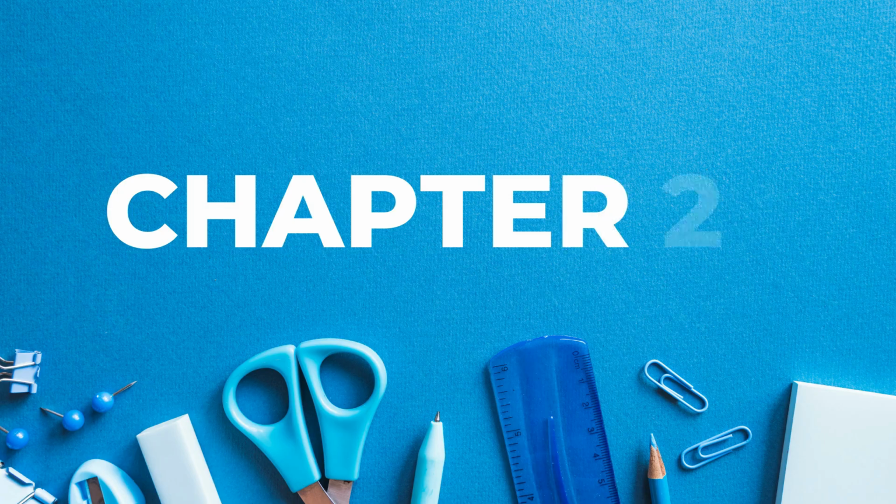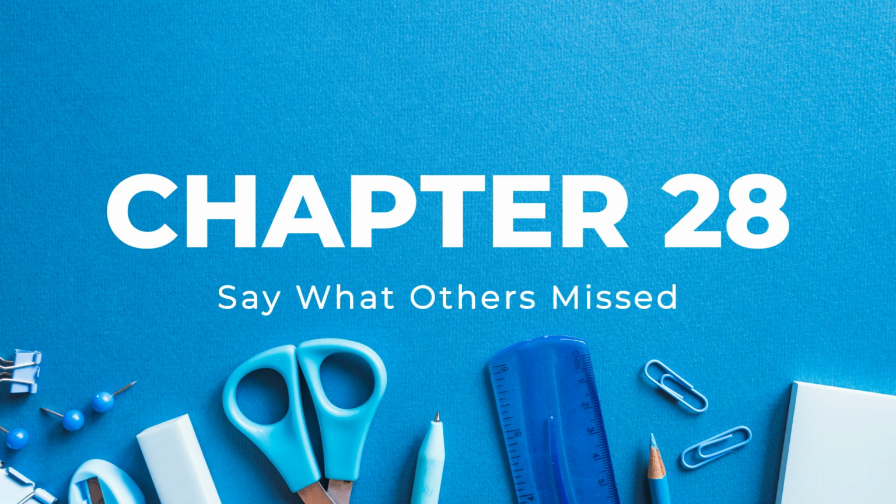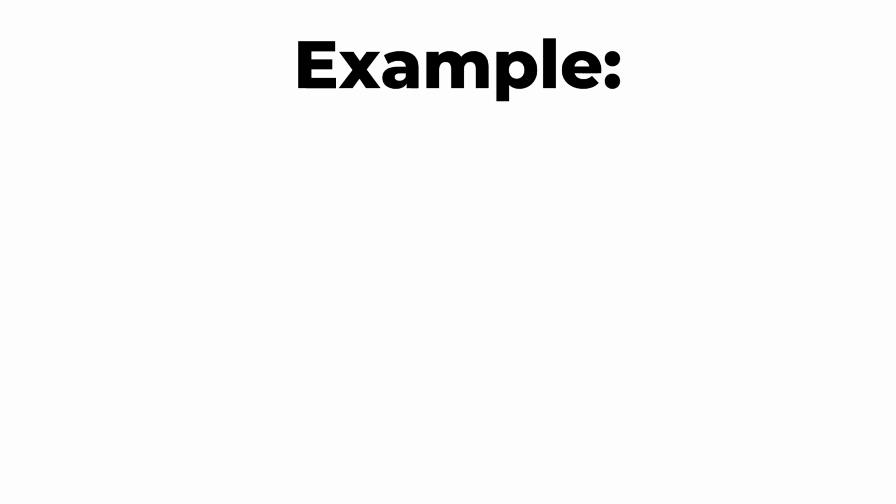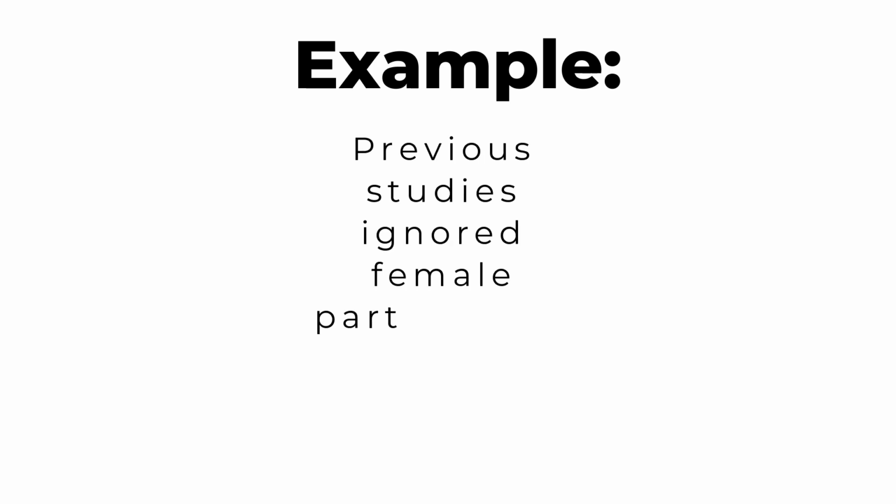Chapter 28, Say what others missed. This one sentence can make your abstract irresistible. Say what gap your research fills. Example, previous studies ignored female participants. This study fixes that. It shows originality and gives readers a reason to care.